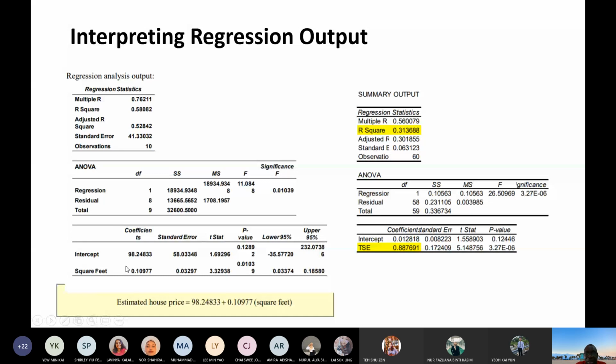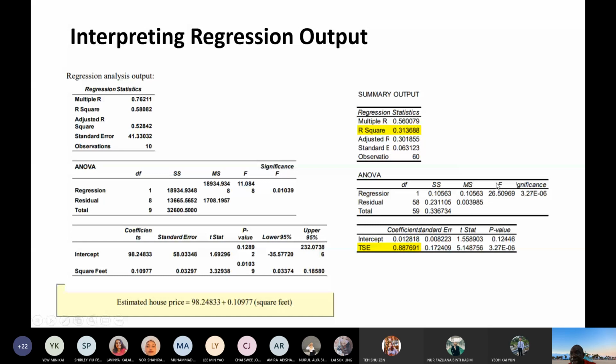Another thing we need to look at is the significance level. The significance level here is 0.01. This is telling us that it is a significant contribution. That means this contribution of square feet to the price of a house is highly significant. It's not something you can just overlook.